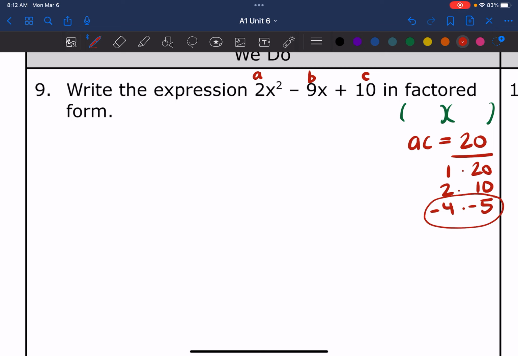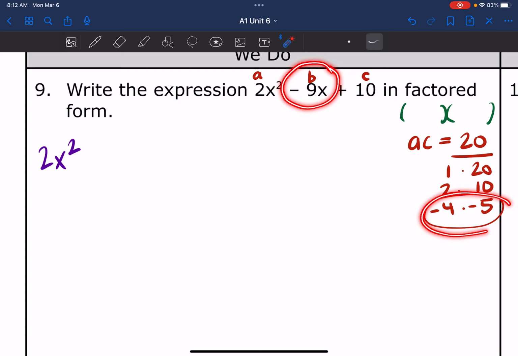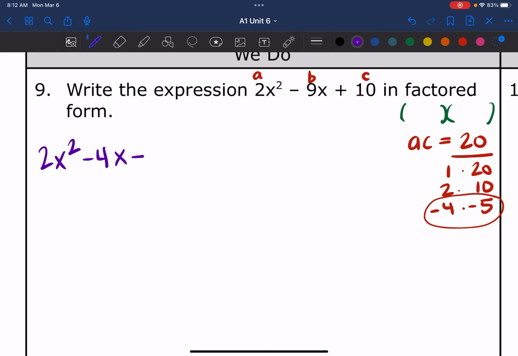So we're going to rewrite this. 2x squared stays the same. But -9x, we're going to replace using these two numbers. So -4x, -5x, and last, that +10 stays the way it is, +10.